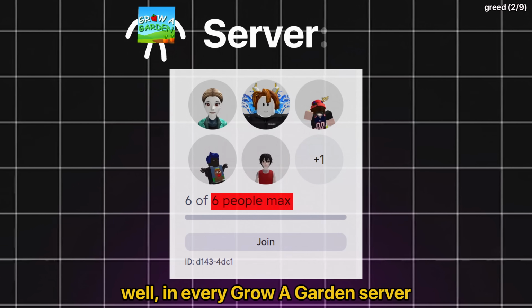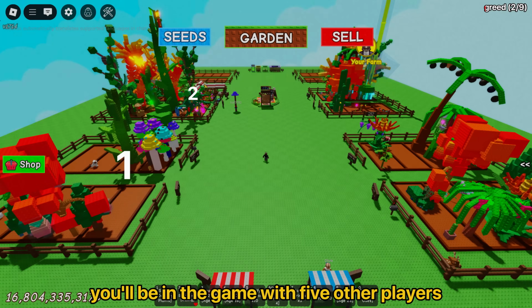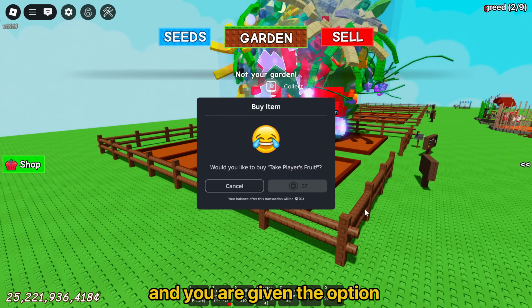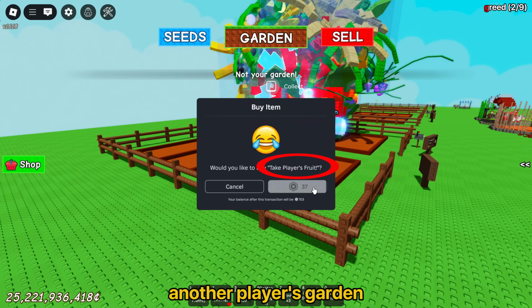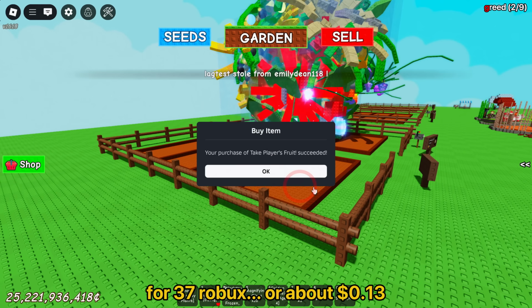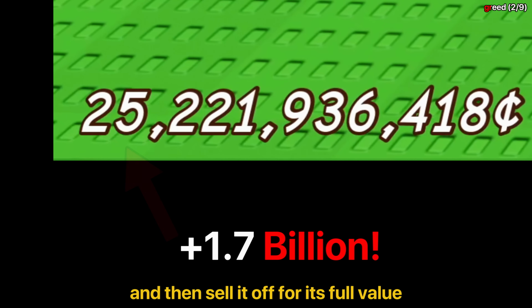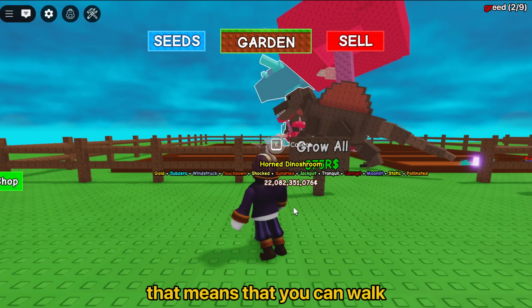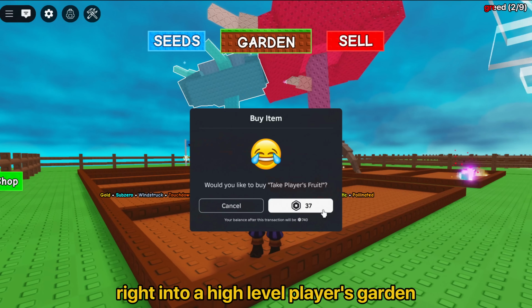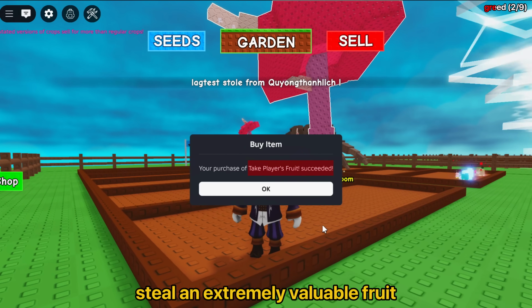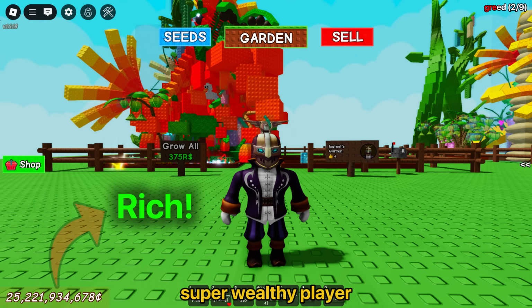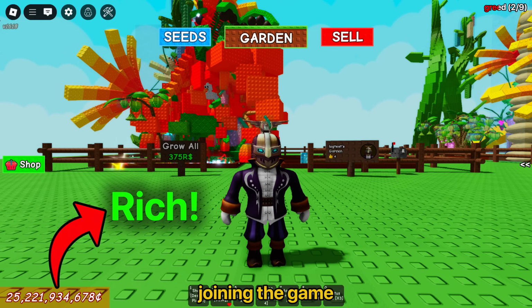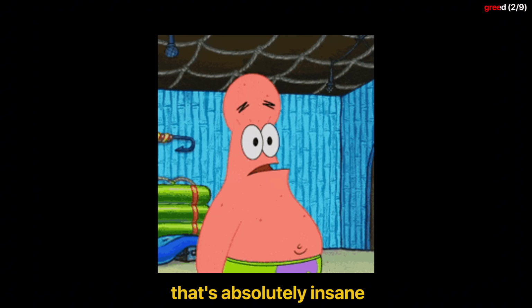Well, in every Grow a Garden server, you'll be in the game with 5 other players and their gardens, and you are given the option to steal anything from another player's garden for 37 Robux, or about 13 cents, and then sell it off for its full value. That means that you can walk right into a high-level player's garden, steal an extremely valuable fruit, sell it off, and then become a super wealthy player within 5 minutes of joining the game for 13 cents. That's absolutely insane. There is just one small wrinkle with this system though.